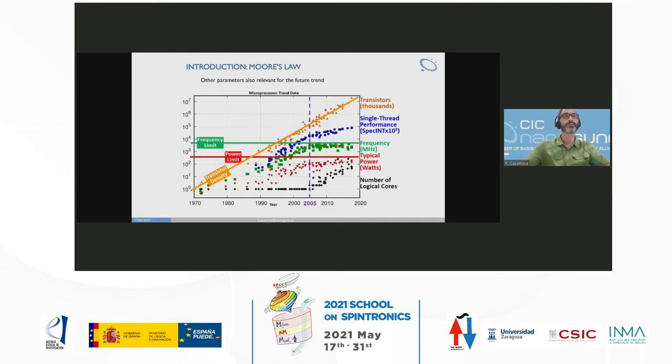Okay, so in order to compensate for this, more than one logical core was introduced, from one before 2005 to several. But still, the efficiency is not the same as it used to be. And if you look at the performance, there's a change of slope here. The performance is still increasing over the years, but it's not as steep as Moore's law itself. And this is all related to energy efficiency. So there are many other parameters here that only make things smaller.